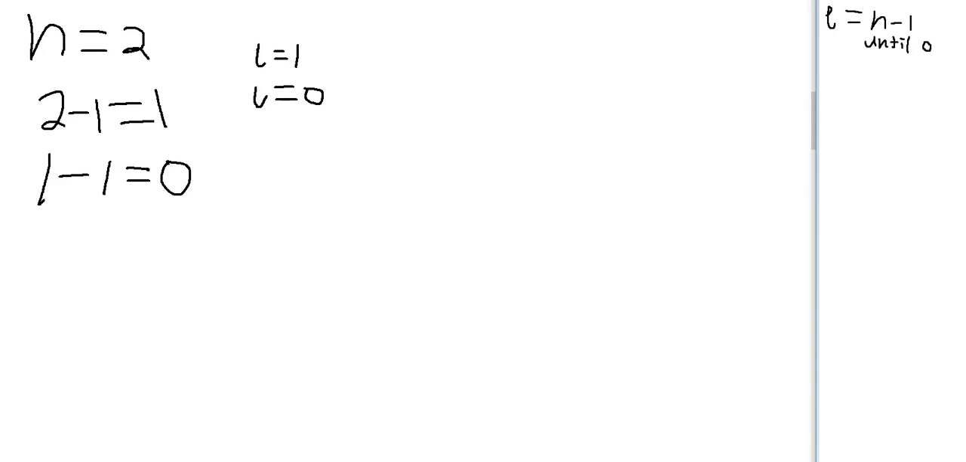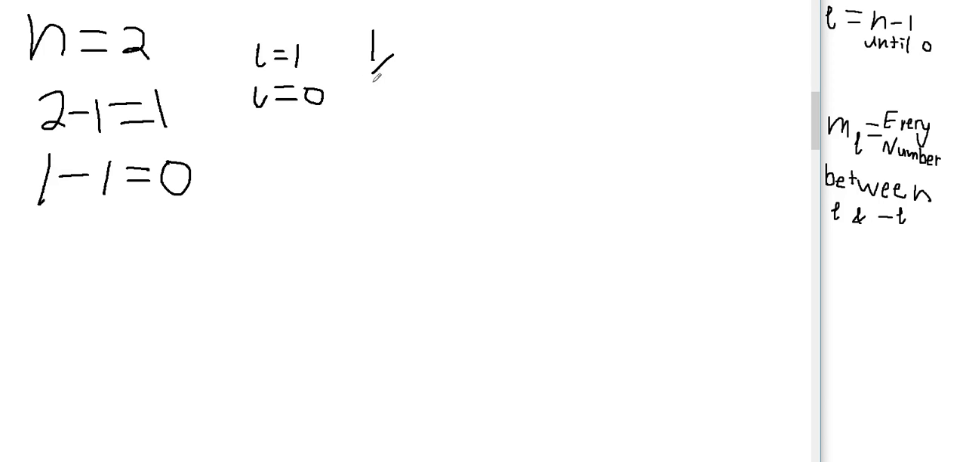How do I get ml? Well, to get ml, you take every number between the positive L and negative L. So every integer between 1 and negative 1 is 1, 0, and negative 1. You have 3 different values for your ml in this situation. And for 0, every integer between 0 and negative 0 is still just 0. So I guess in total we have 4.